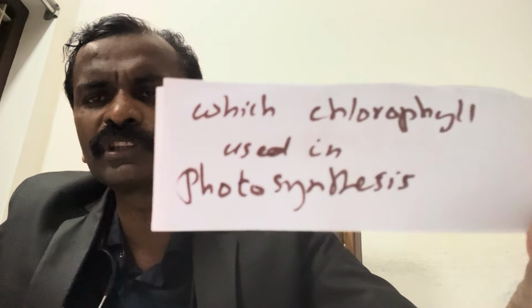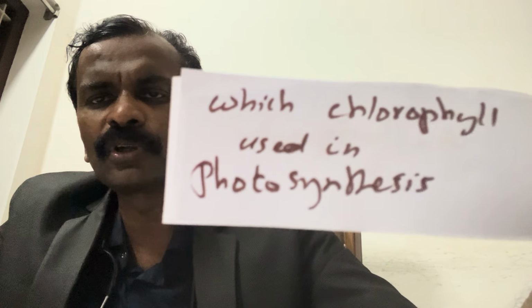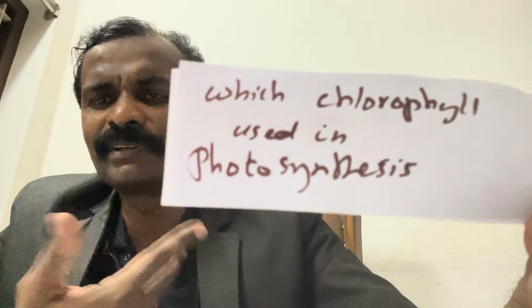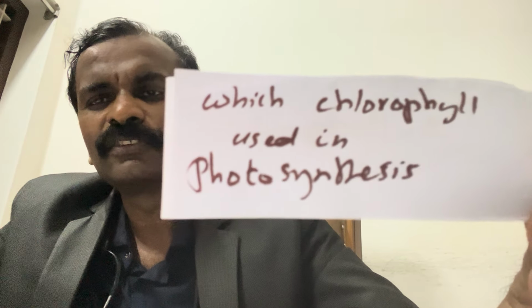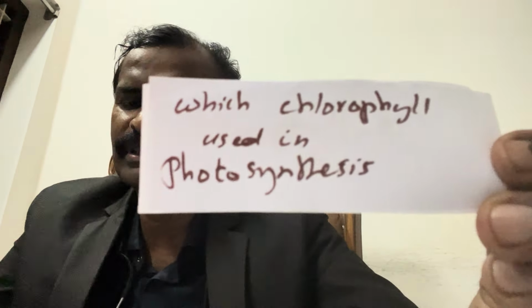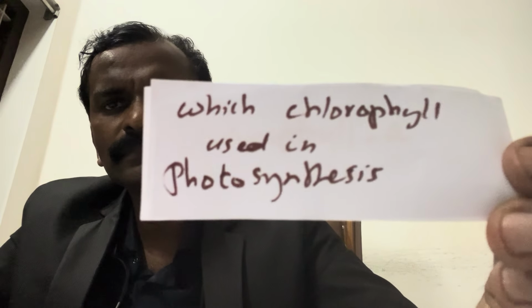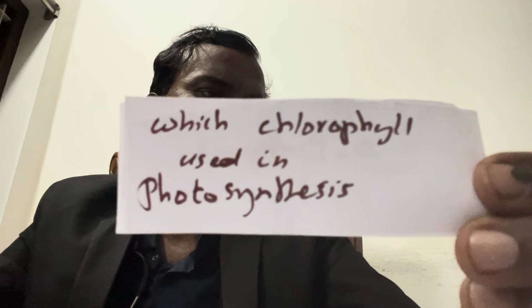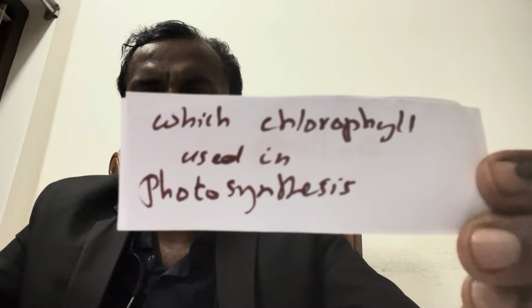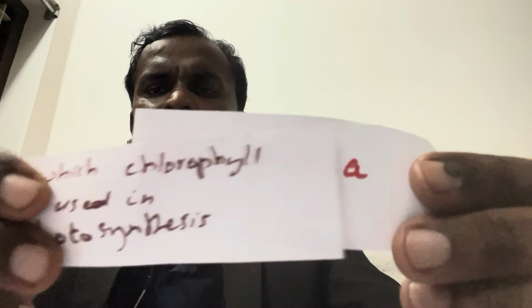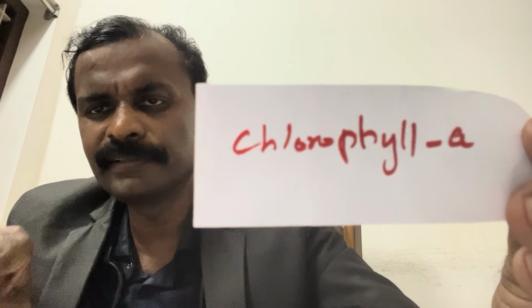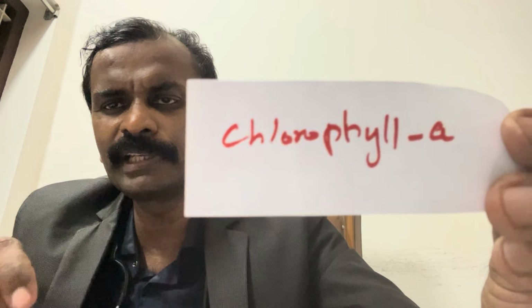Which chlorophyll is used in photosynthesis? Chlorophyll A, B, C, D, E, F, G, H, whatever they'll give. Photosynthesis, which chlorophyll is used? Chlorophyll A. Okay. Chlorophyll A in photosynthesis.